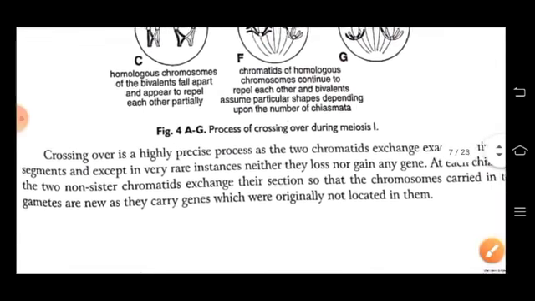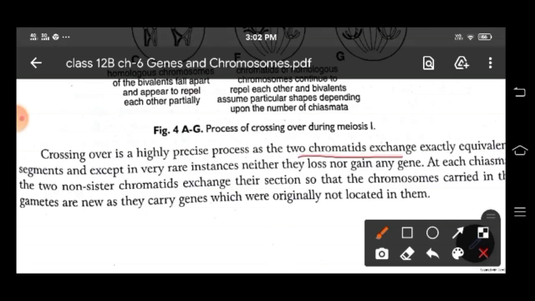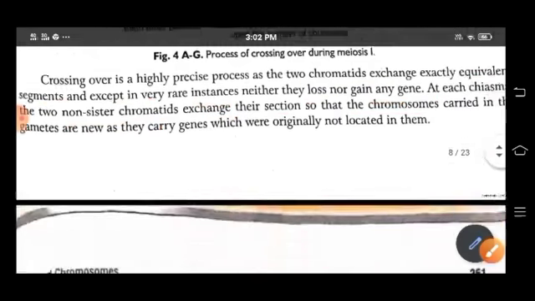So crossing over is a highly precise process, as two chromatids exchange exactly equivalent segments, and except in very rare instances, neither lose nor gain any gene. At each chiasma, the two non-sister chromatids exchange their sections so that the chromosomes carried in the gametes are new, as they carry genes which were originally not located in them.